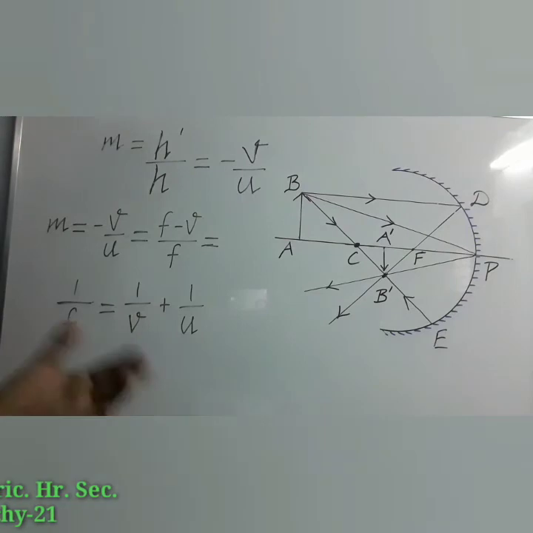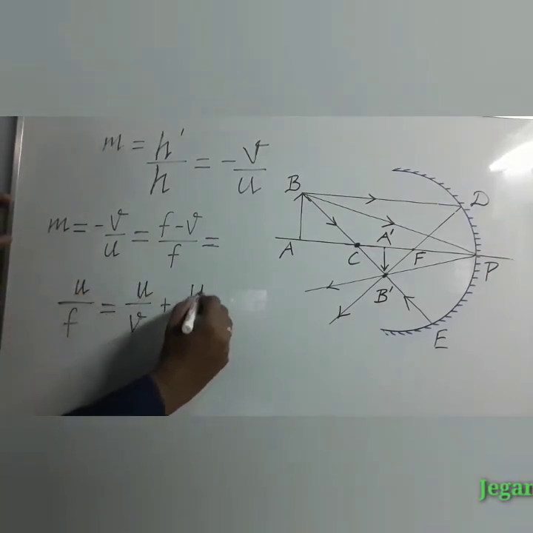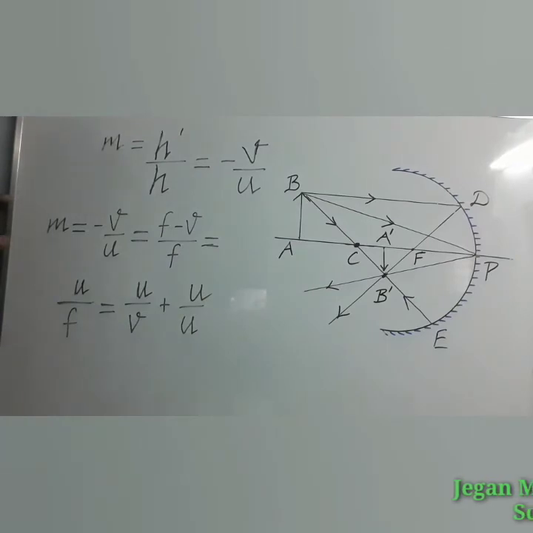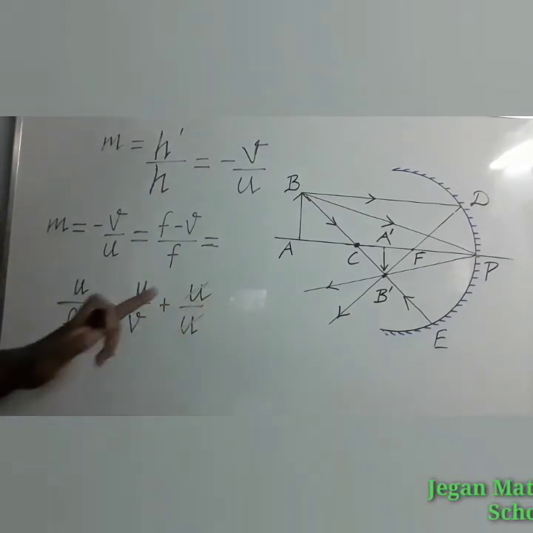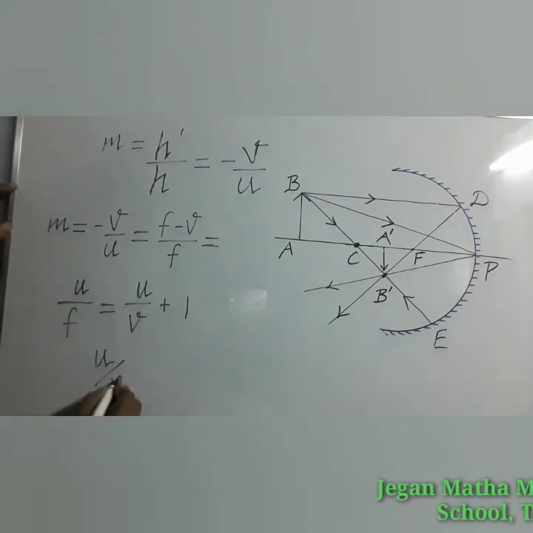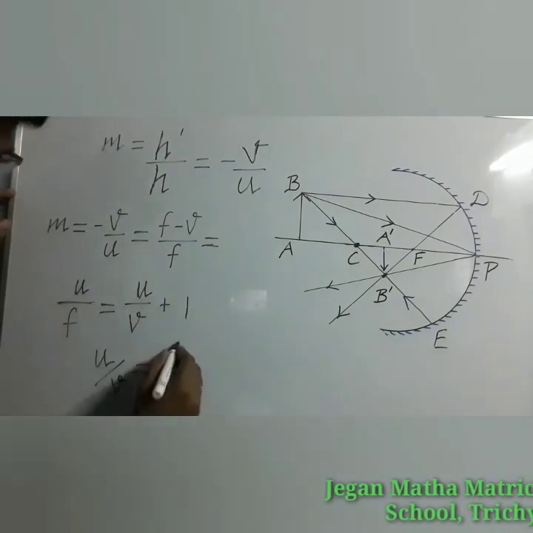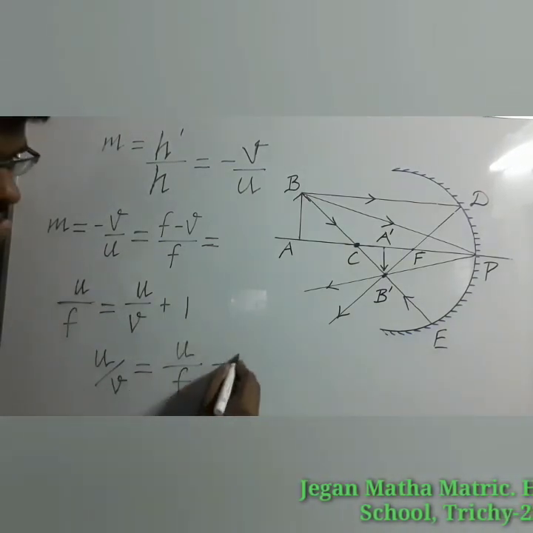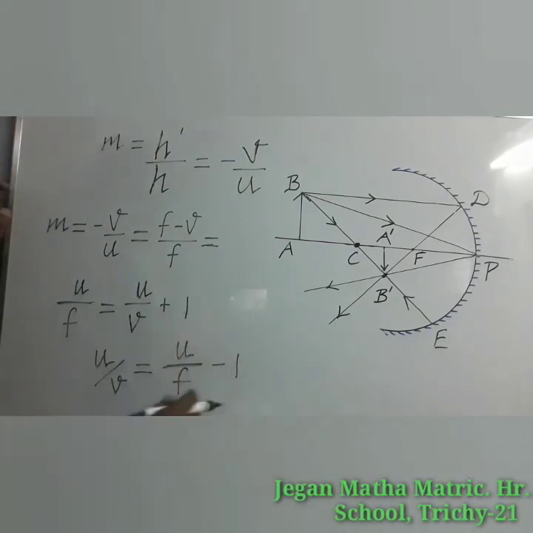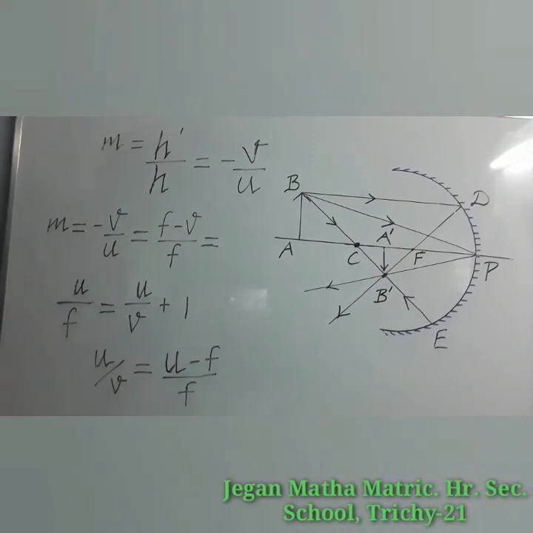I have written the mirror equation. On both sides, we are going to multiply with u. So u can be cancelled. We can write 1. We can rearrange. Then u by v is equal to, the 1 can be taken to this side, so u by f minus 1. By the normal cross multiplication, it can be written as u minus f by f.